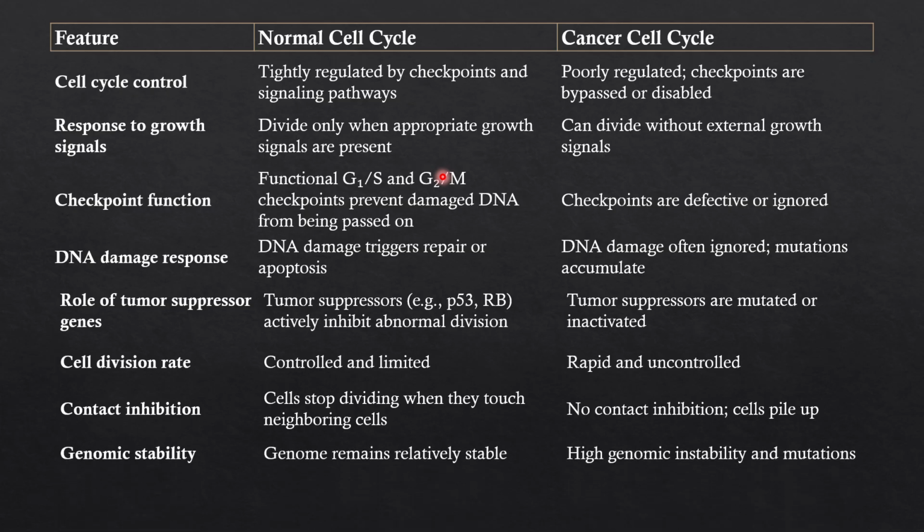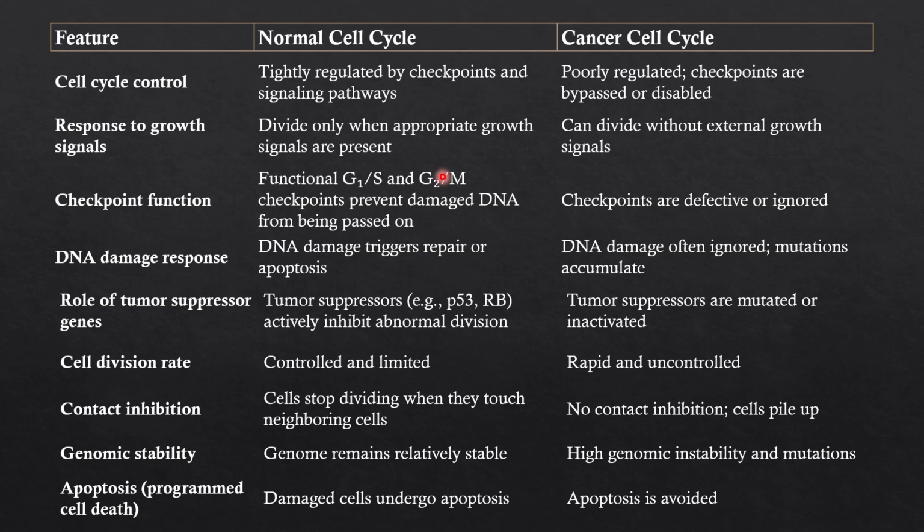tumors. Genetic stability is maintained in normal cells, where the genome remains relatively stable over time. In contrast, the cancer cells exhibit high genomic instability, leading to frequent mutations and chromosomal abnormalities. Finally, in normal cells, the damaged or abnormal cells undergo apoptosis, or programmed cell death, which acts as a protective mechanism. In cancers, apoptosis is often avoided, allowing the abnormal cells to survive and continue dividing.